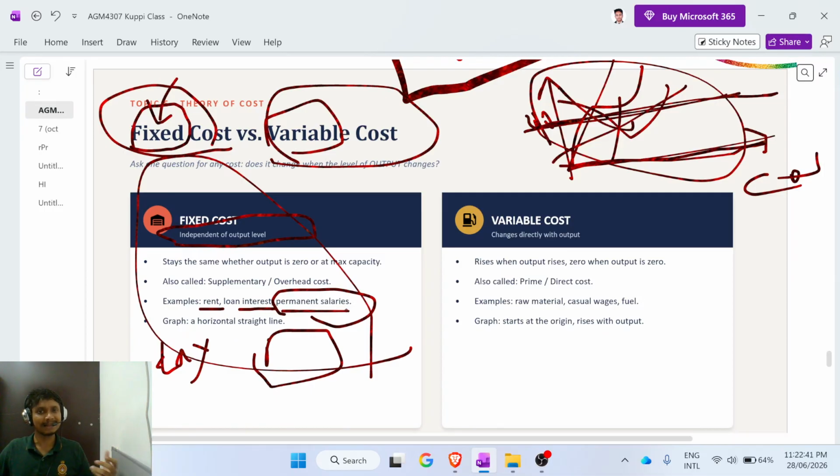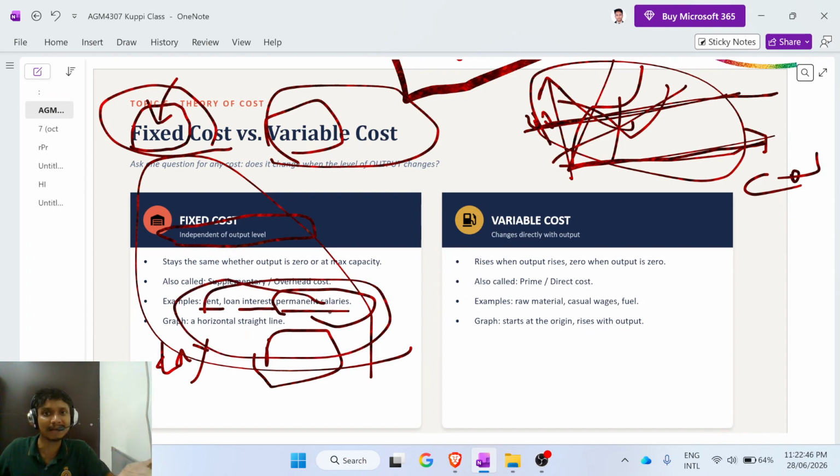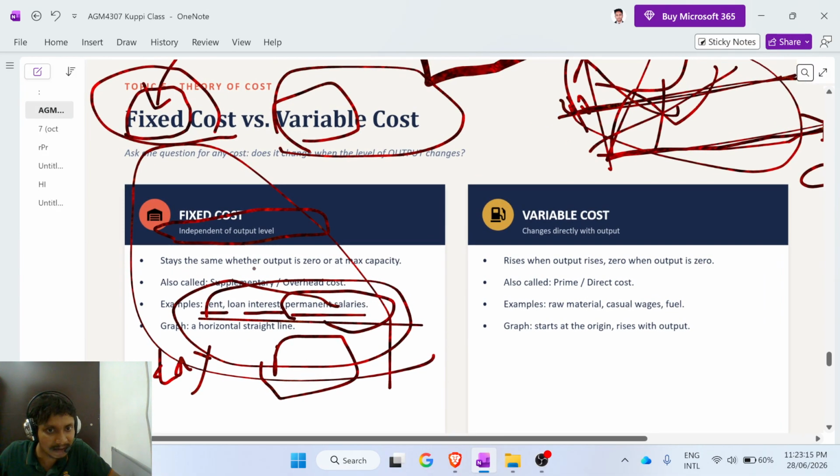Even though I am the hotel owner, these expenses do not consider my income. I have to pay even if I open the hotel, and if I do not open it for one year I still have to pay the loan, tax, and loan interest, EMI, like that. That is why fixed cost is independent of output level. It stays the same whether output is zero or at maximum capacity.